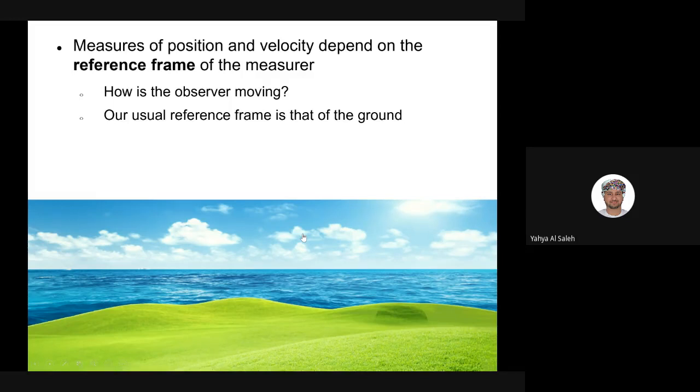It depends on what we call a reference frame, and usually we use the ground. What do I mean by this?